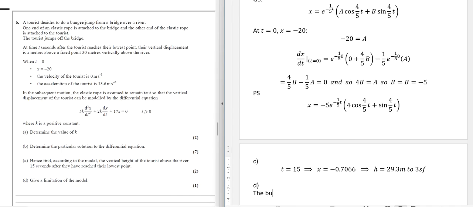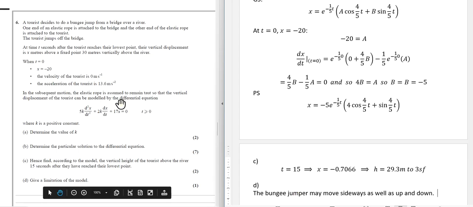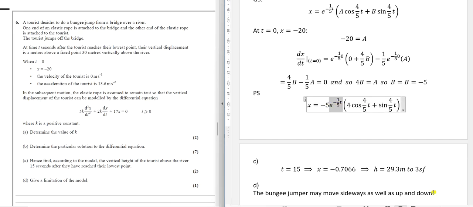One thing that might happen is the bungee jumper may move sideways as well as up and down. This is typically what happens. You start swinging sideways, your vertical kinetic energy gets translated into horizontal kinetic energy and you swing instead of bounce. So that's probably the main one. I don't know if they would allow things like air resistance and so on because that's potentially taken into account by this decaying motion that we see.